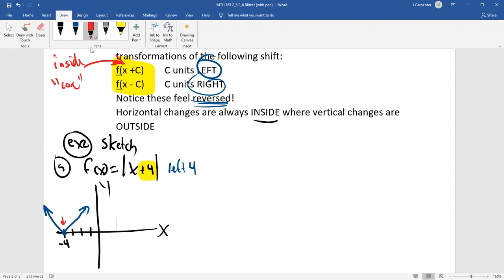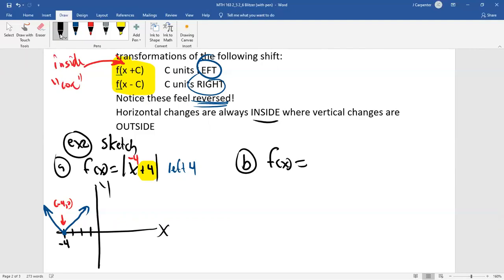Now that point right there, that's -4, 0. If you plug in -4 right here, -4 plus 4 is 0, the absolute value of 0, it works. If you had gone right 4, you would have the point 4, 0. If you plug positive 4 in here, 4 plus 4 is 8, the absolute value of 8 is 8. And that point is not 4, 0, which would have been wrong. So this is an excellent way of checking if you shifted correctly, because horizontal shifts are backwards.